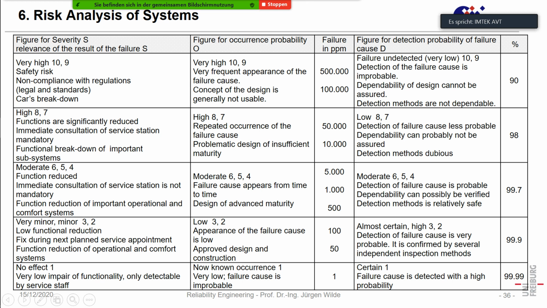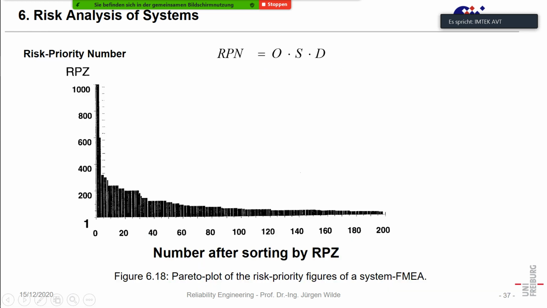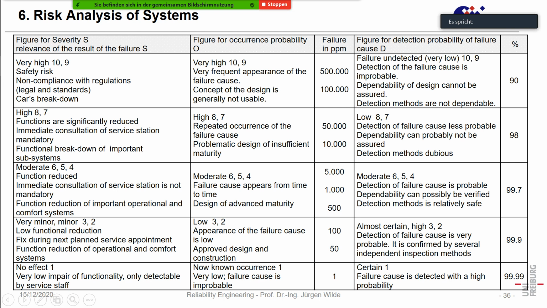Important subsystems break down. Function reduced somewhat. Maybe you cannot have the full speed anymore, but it's not really a safety phenomenon, but more the functionality. Then we have 6, 5, or 4, or if it's minor, that's a 2 or 3. So a low functional reduction, maybe your radio doesn't work anymore, and so on.